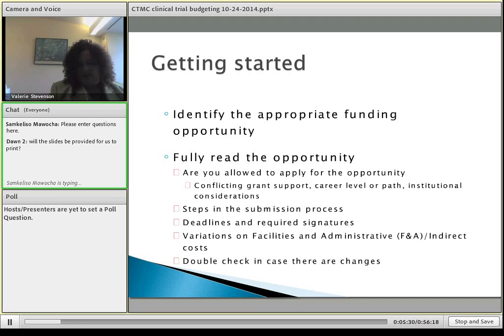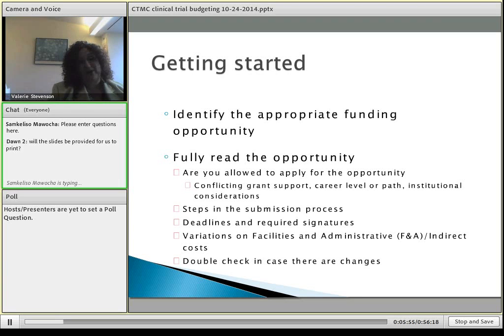Another thing is you want to just look at the steps in the submission process. And maybe just more than applying for a grant, you may see an opportunity for funding and they want someone who's already turned in a pre-proposal or someone that's already been invited. So you want to see if you need to submit a pre-proposal or a letter of intent before you're allowed to submit, just to make sure you're covering all the bases and that it's appropriate for you.